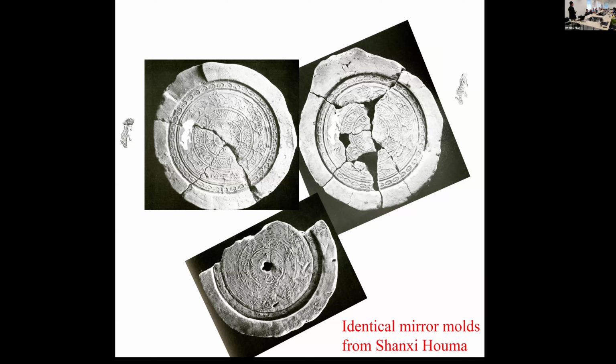Do we find any other evidence of these identical mirrors or molds? Yes, we do. This is a site called Houma in Shanxi province. Spend 5 seconds to compare the differences and see if there's any difference between these 3 molds. Unfortunately, these are fragmentary molds, because they have been destroyed, damaged.